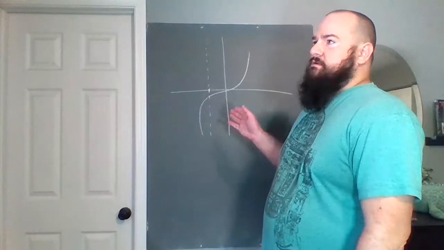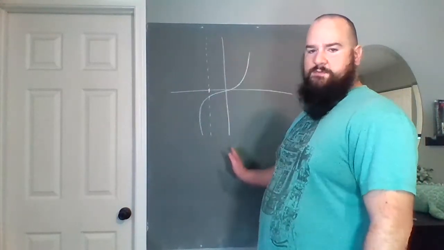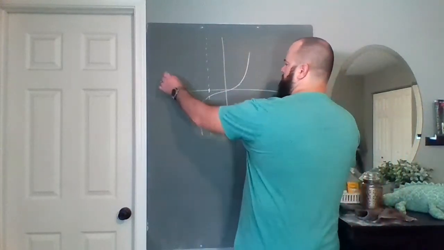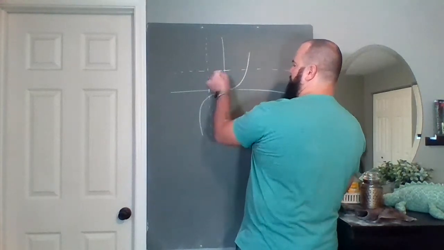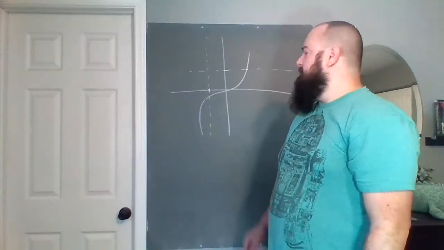Now, an inverse function just flips our inputs and outputs. So instead of our line going this way, it goes this way. And this means that at this output, we have this corresponding input.